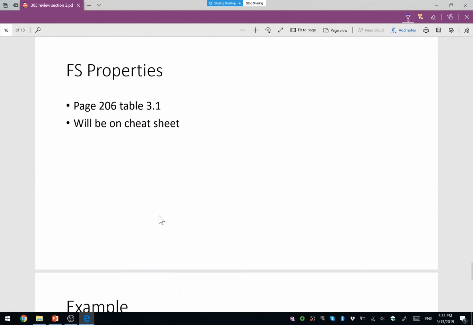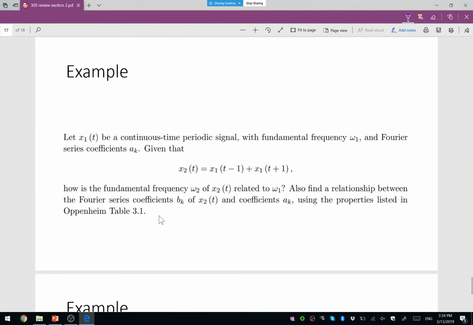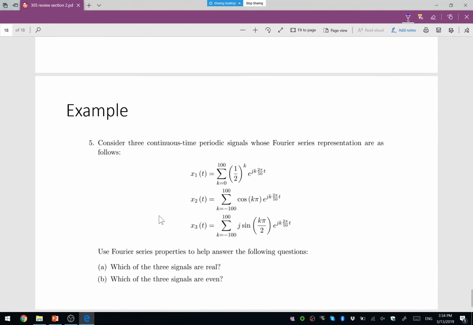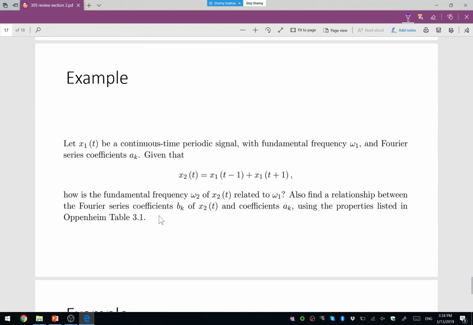And then let's go to something a little more complex, the properties, and these are going to be on the cheat sheet. If you check online, there is already a cheat sheet. If you have the book, it's on page 2.6, table 3.1, and the whole chapter is about properties. I will do 2 examples from the homework, and if you have already read the homework solution draft, I'm sorry, there are some errors there.